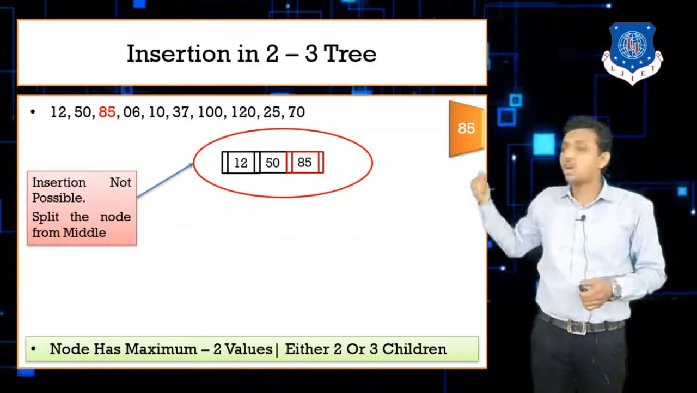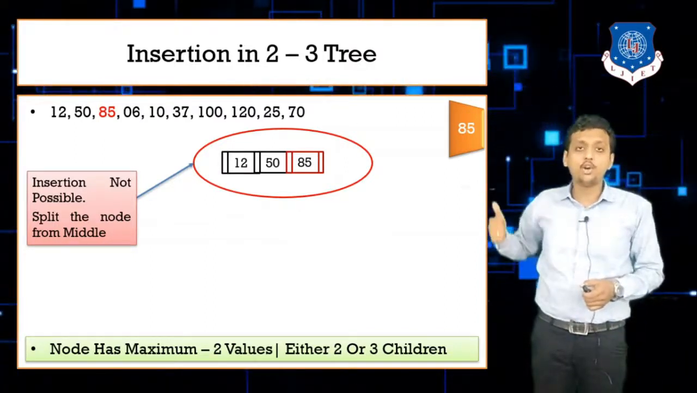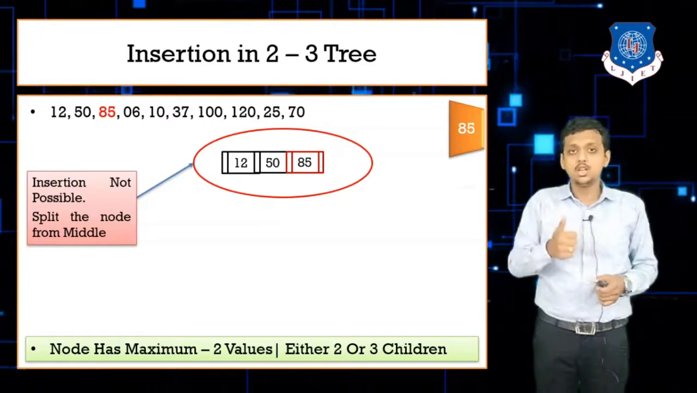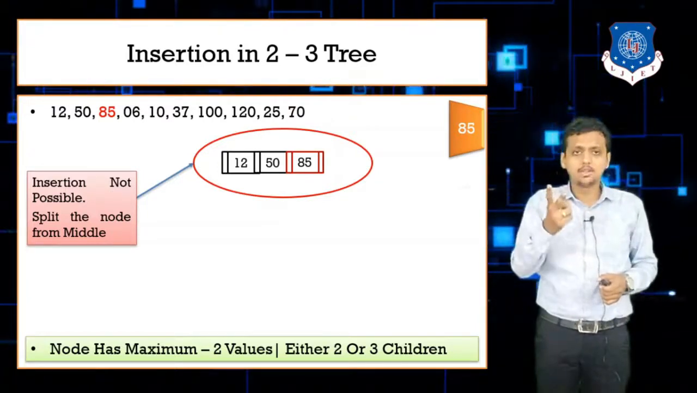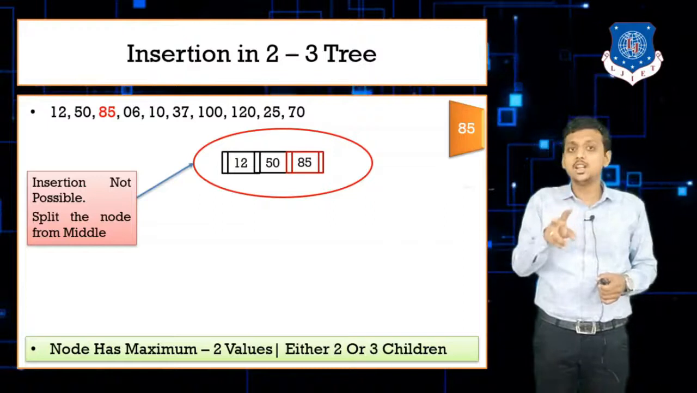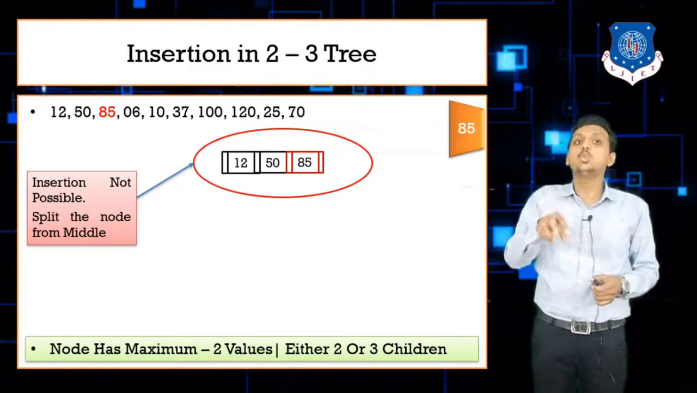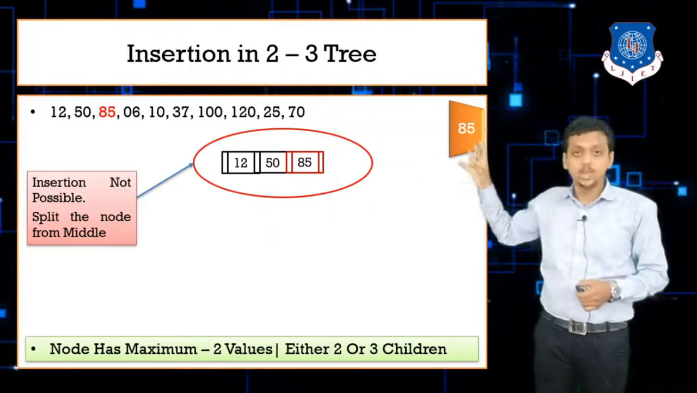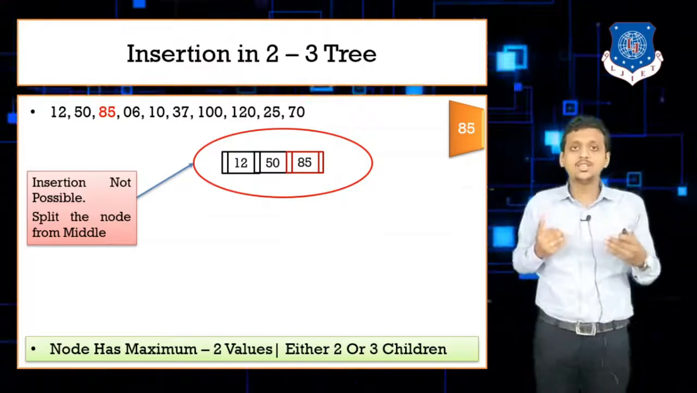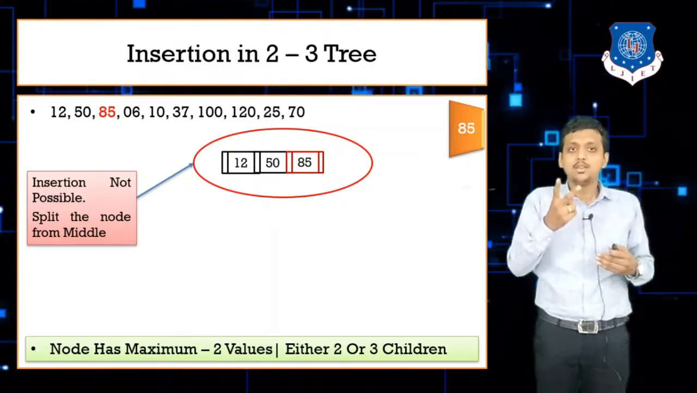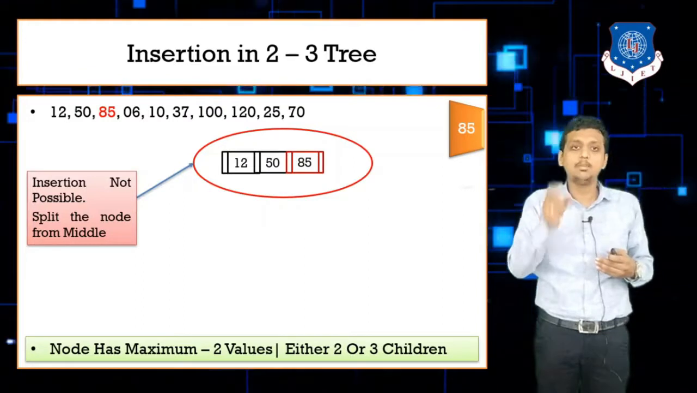But this is of order 3, so here only 2 values are there. So you cannot tell from which value I need to split the node. Here only 2 values are there, and from both of them, I cannot decide my middle term.